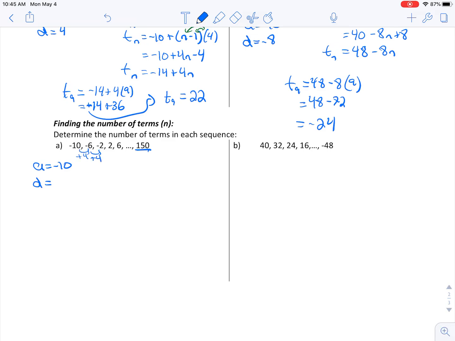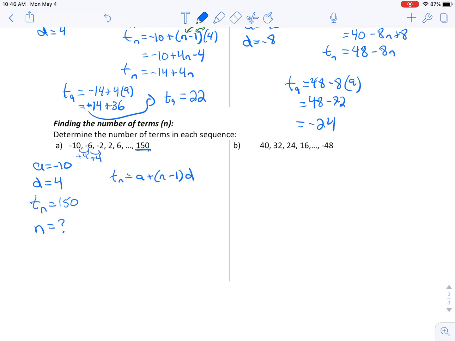So we use the same stuff. So A is negative 10. In this case, D is going to be plus 4. So just make sure it's the same for each of them, which it is. And so we've got that. The other thing we know is the value of the last term. So T sub n's value is 150. What we want is what is n, the term number.